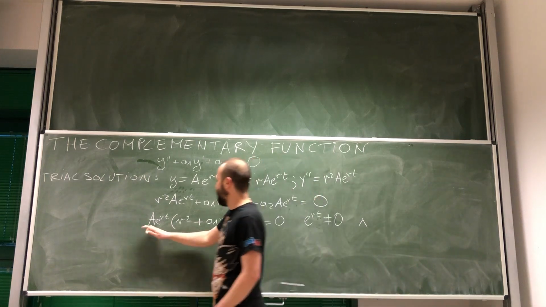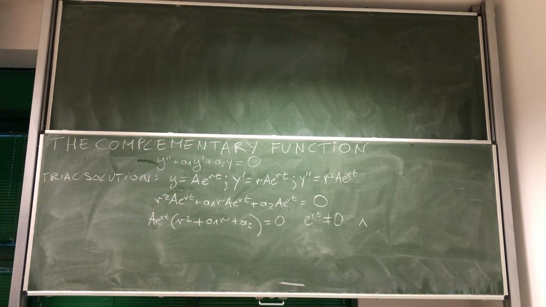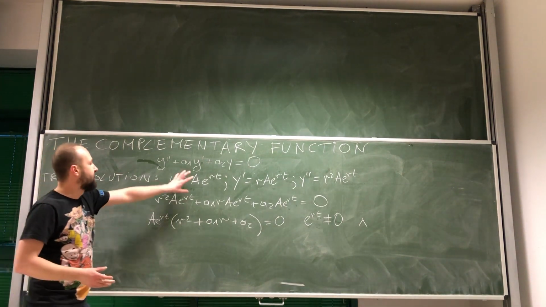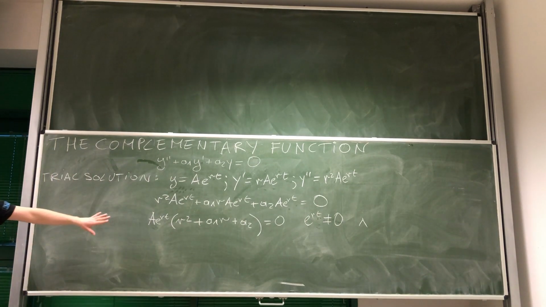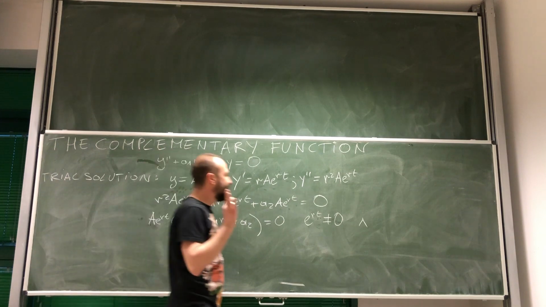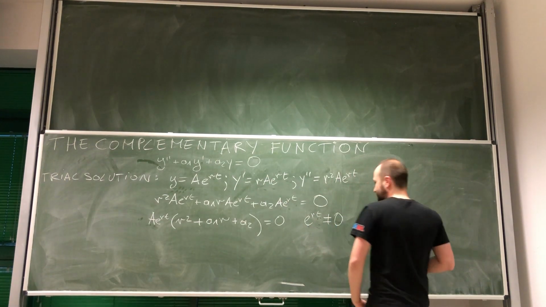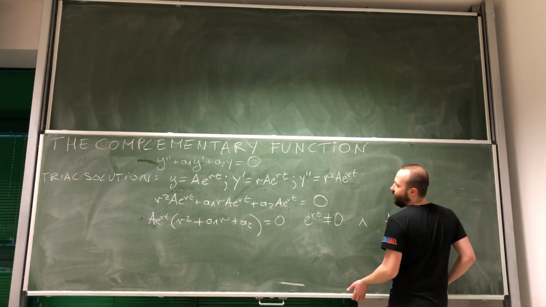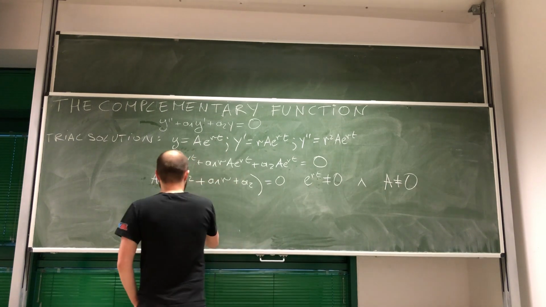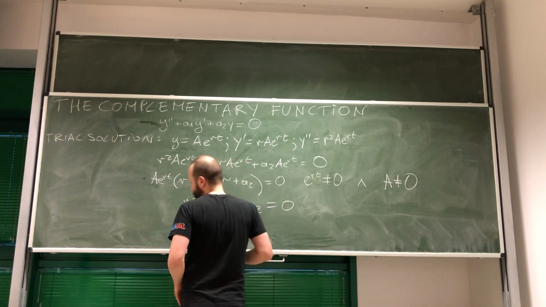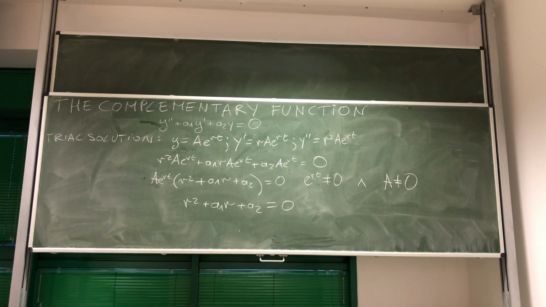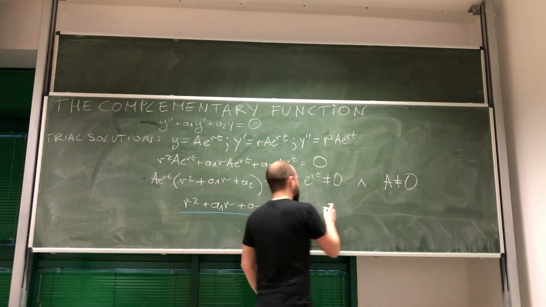And how about A? If A would be 0, again our considerations wouldn't matter much. This would be a very bad case, plus not interesting, we would still be in equilibrium, because A measures our deviations from equilibrium. So, we also exclude this possibility. But if this is true, then our equation reduces to r squared plus a1 r plus a2 equals 0. And look, this equation that you see over here is called the characteristic equation.